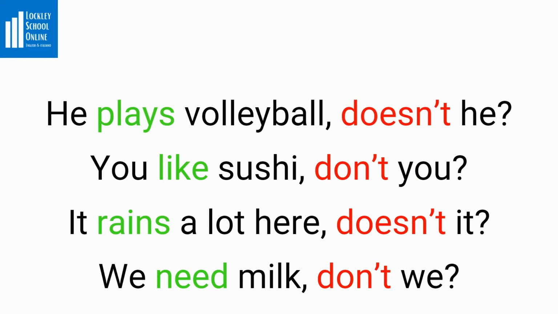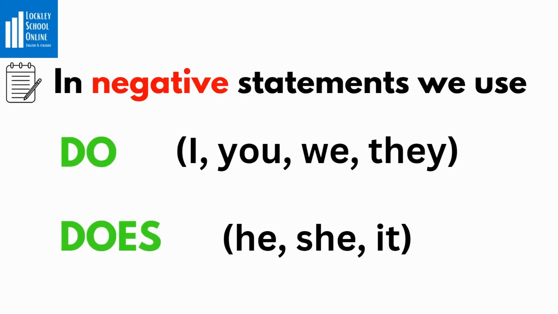We need milk, don't we? Here we've got the positive need. We need milk. And so we need to take the negative don't, which matches with the we. We don't. So we need milk, don't we? And when we're using a negative statement, then do or does will form our tag. So do I, do you, do we, do they? Or does he, does she, or does it?